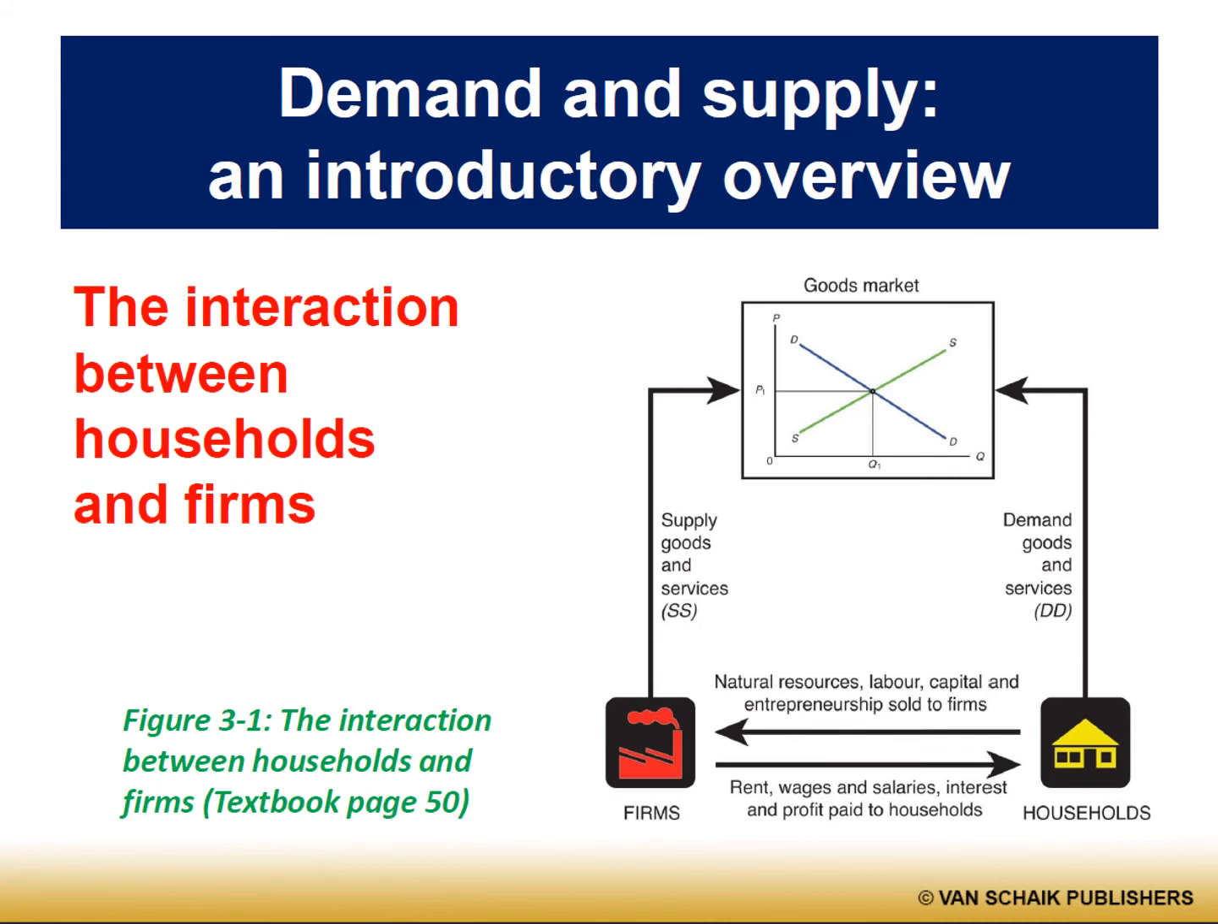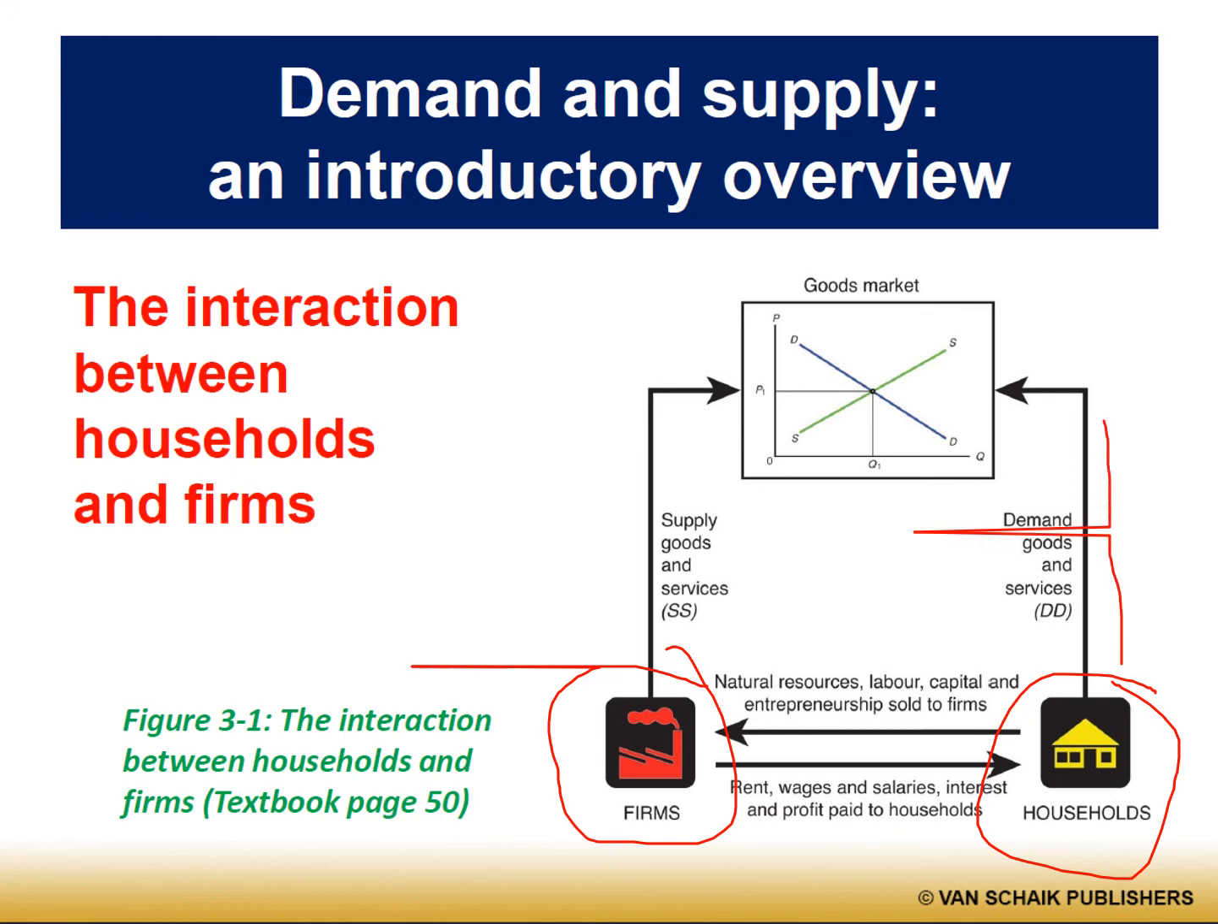This slide provides a graphical illustration of what we've been talking about up to now. Down on the left we have firms, and over on the right households. Firms supply the goods and services in the goods market, whereas households make up the demand in the goods market. And it is this curve over here, the demand curve, that is the subject of our next video.